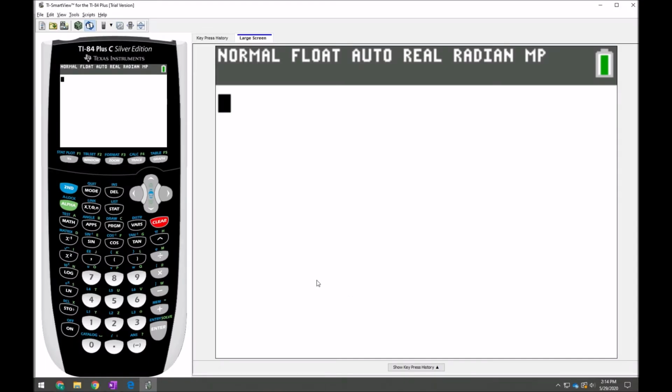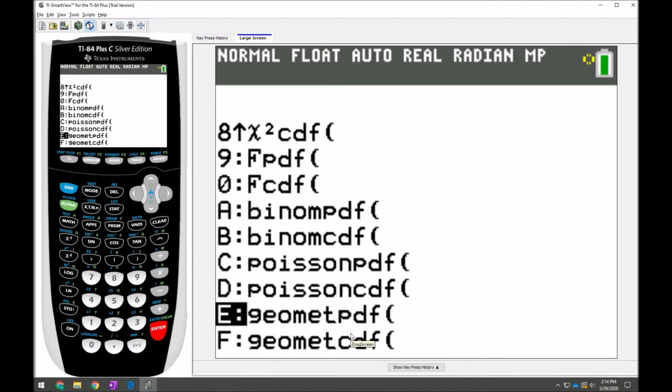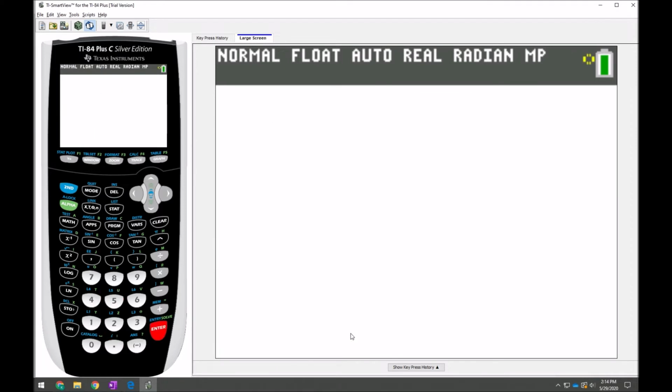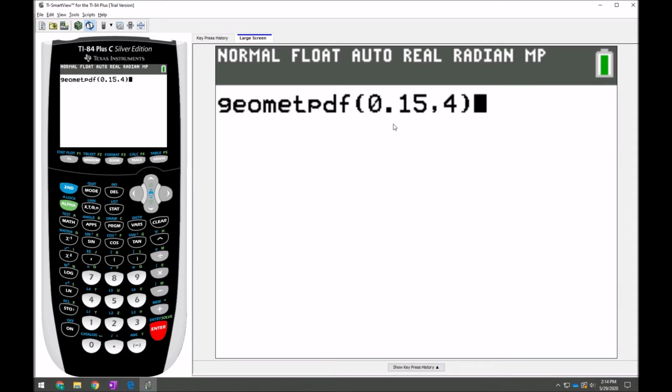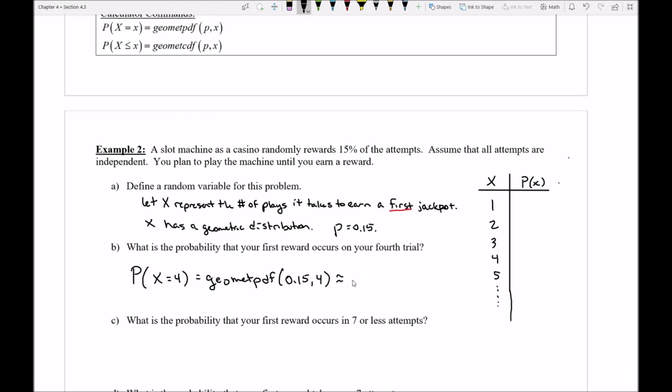Okay, so on the calculator, I would click on second, I'd go to my vars, I'd scroll up, and you'll see that actually right at the bottom I have these geometric PDF and CDF. I want the PDF, and notice it's going to ask me for my value of p and my x value. This should be exactly what I have written down on the page, and again, what you're always required to write. Then when I hit enter, boom, it tells me my value, 0.0921. So I would say 0.0921. There's about a 9.2% chance that I win on my fourth try.